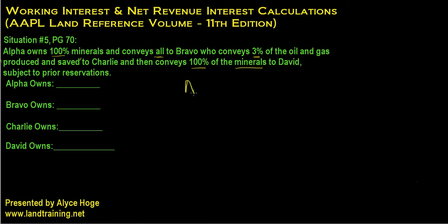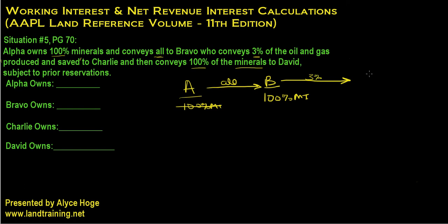We'll start with Alpha. Alpha owns 100% mineral interest, and he conveys all of it to Bravo. So that means A no longer owns 100%, and B now owns that 100% mineral interest. B then conveys 3% of the oil and gas produced and saved. Produced and saved are buzzwords that we know means royalty interest.